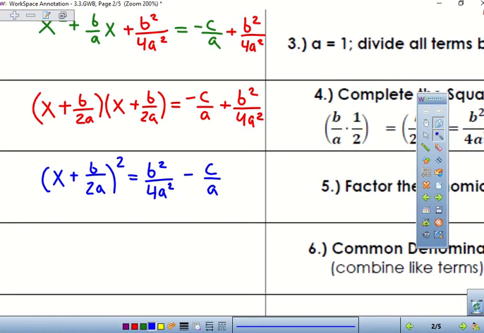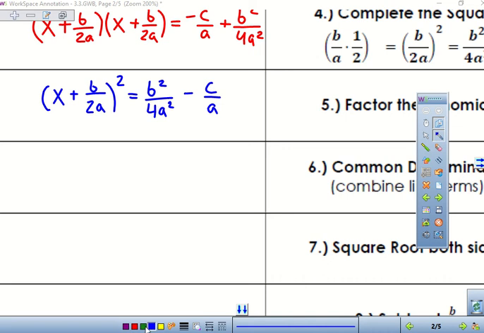Okay. Next step is to find a common denominator for my terms on the right so that I can combine them. So what would be the common denominator for these two? Well, they have the a in common, but we need it to be 4a squared, right? See how this one's 4a squared? How can we make this one over here 4a squared? I can multiply top and bottom by 4a. So if I multiply the top and bottom of this fraction by 4a, that's going to make it have the same denominator as the other one, right?